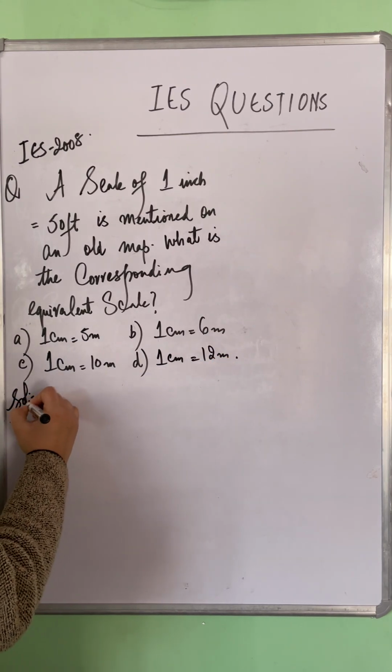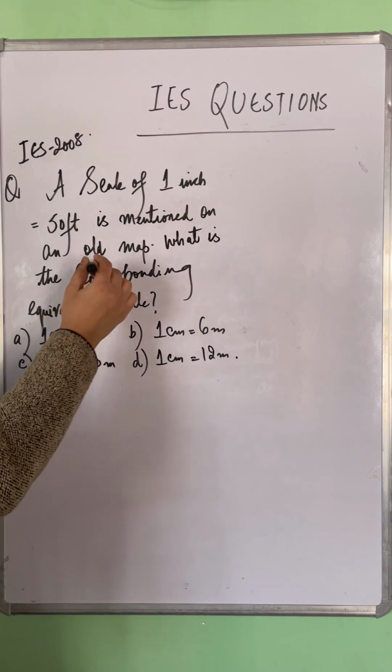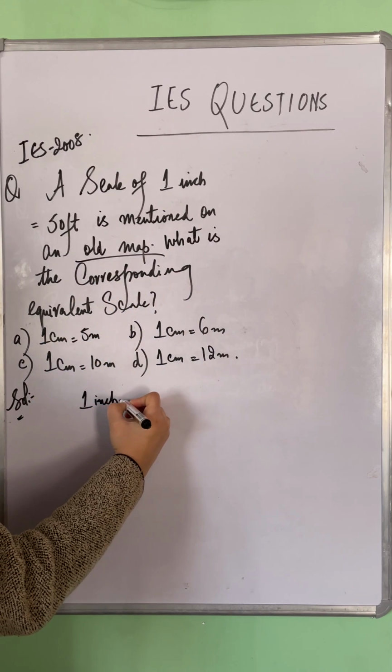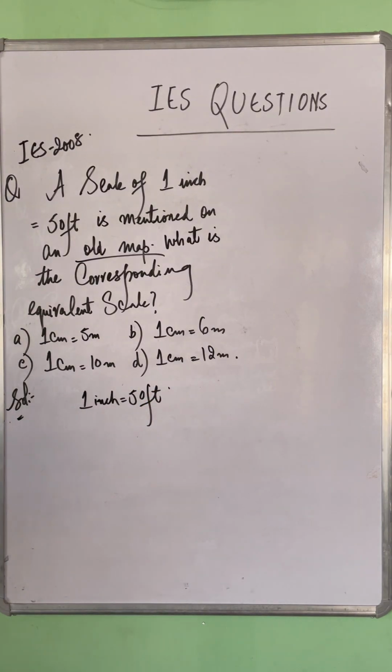Alright, so let's solve this question. The question is, a scale of 1 inch is equal to 50 feet is mentioned on an old map. What is the corresponding equivalent scale? What is the scale as mentioned on an old map? 1 inch is equal to 50 feet, right? We know there are 12 inches in 1 foot.